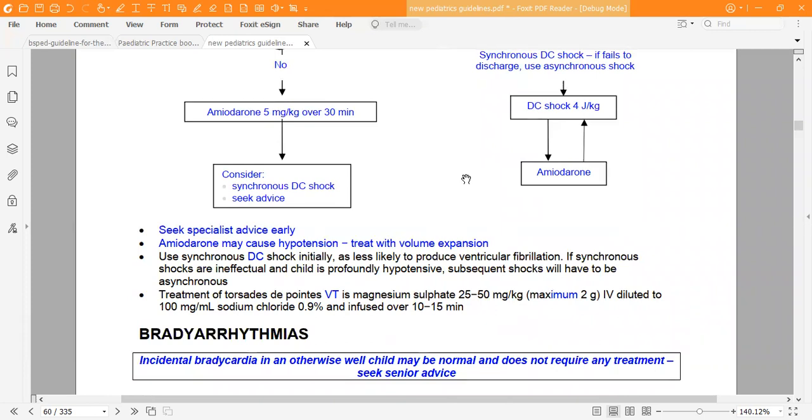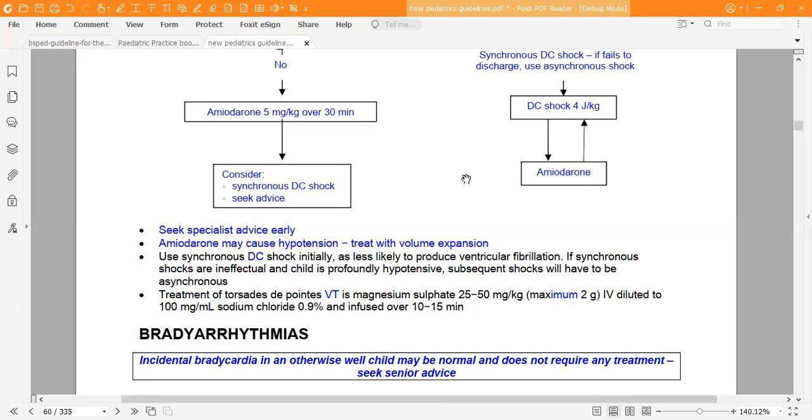If synchronous shocks are ineffectual and the child is profoundly hypotensive, subsequent shocks will have to be asynchronous. So keep this in mind. If you have started synchronized DC shock initially and it wasn't effective anymore with the child, and the child is shocked and hypotensive, and he is getting worse and worse, the subsequent shock is going to be asynchronized.